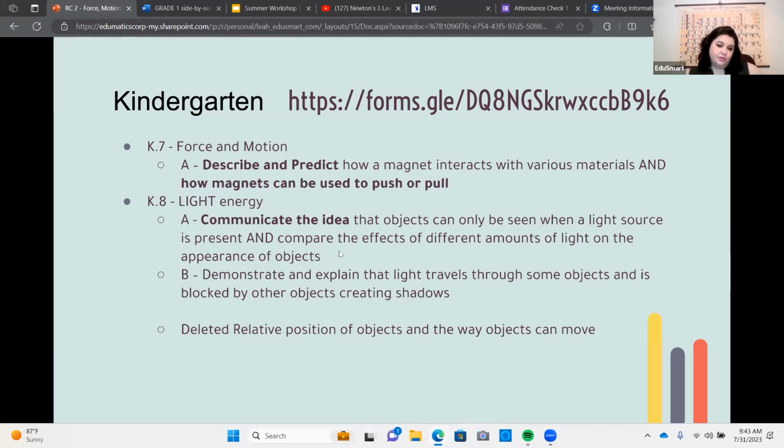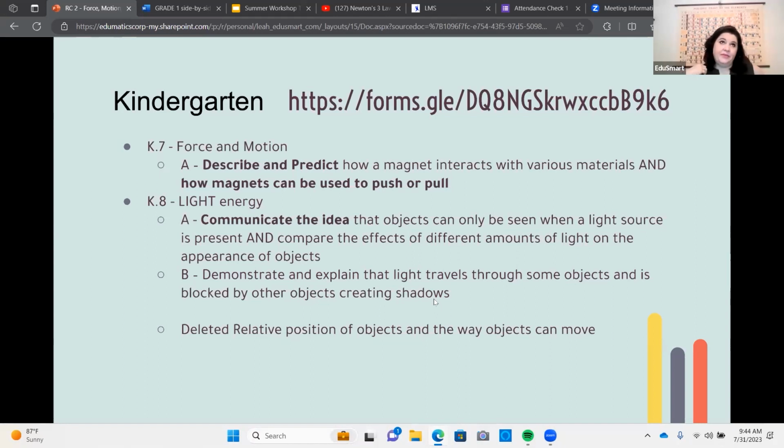Now, after break, and after we talk about recurring themes, I'm going to show you some great ways of introducing these concepts to students. We'll look specifically at this one because it is very new. It doesn't say it's new because light was mentioned in the prior standard, but it might as well be new. And then we also are going to demonstrate and explain that light travels through some objects and is blocked by other objects, creating shadows. So that's another higher level of rigor, talking about shadows in kindergarten.